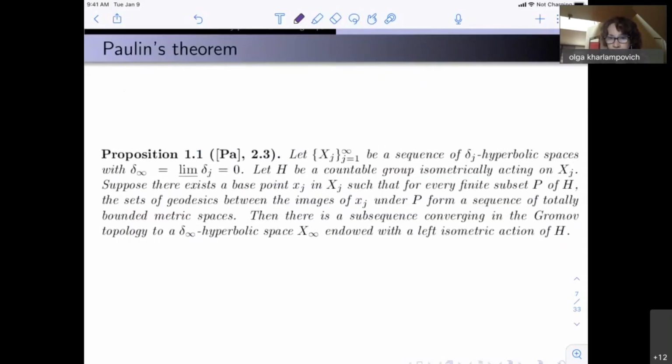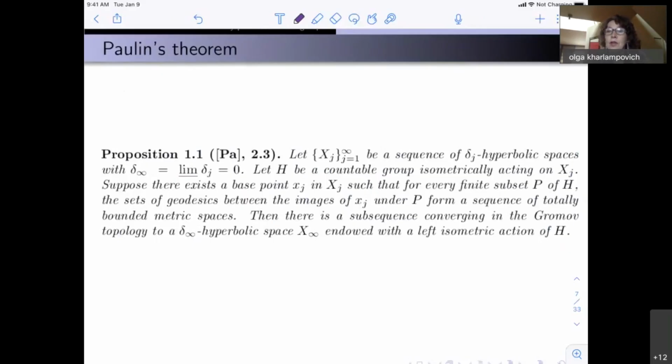and such that for every finite subset P of H, the sets of geodesics between the images of the base point under P form a sequence of totally bounded metric spaces, then there is a subsequence that converges in this Gromov-Hausdorff topology to a delta infinity hyperbolic space, basically a 0-hyperbolic space, endowed with the left isometric action of H.